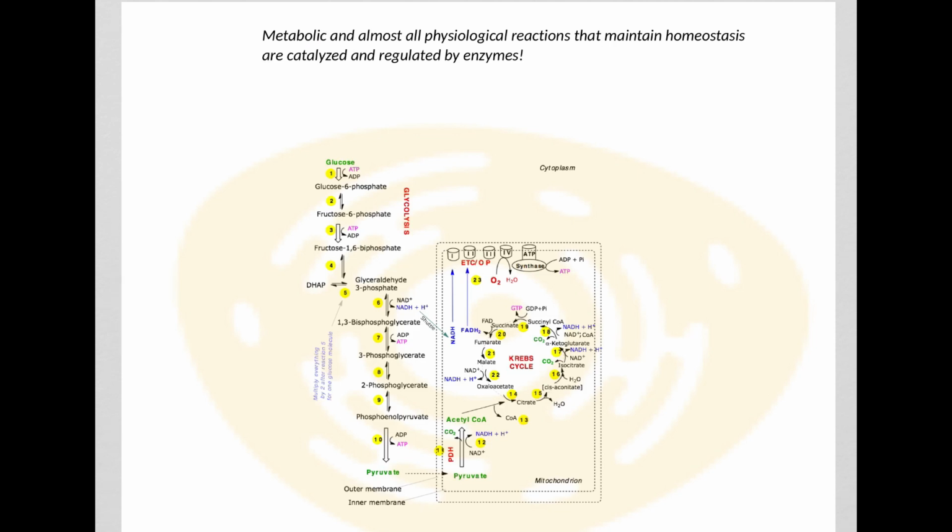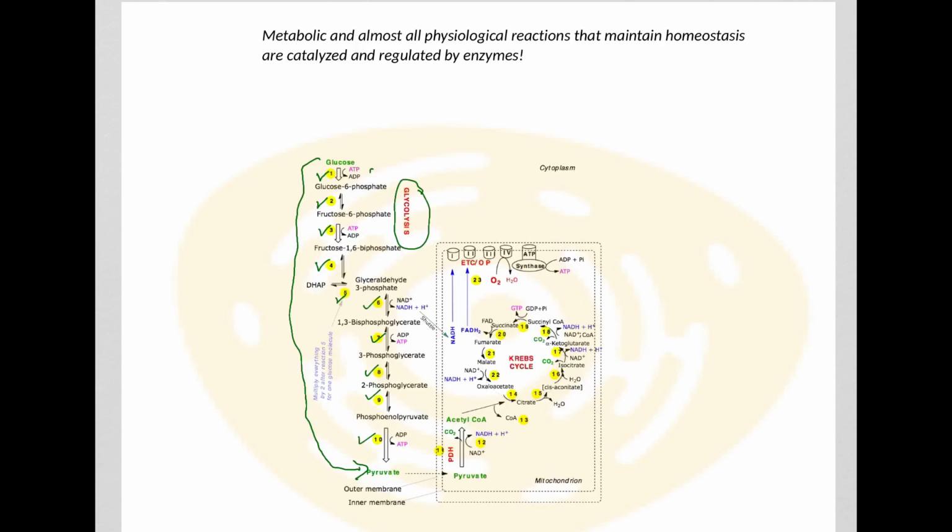So for example, in metabolism, we have this very important metabolic pathway where glucose gets converted into pyruvate. This pathway is called glycolysis, and you can see it is made up of 10 reactions. And every one of these reactions, 1, 2, 3, 4, 5, 6, 7, 8, 9, 10, all of these reactions are catalyzed by specific enzymes.